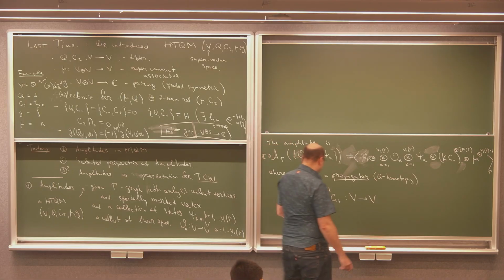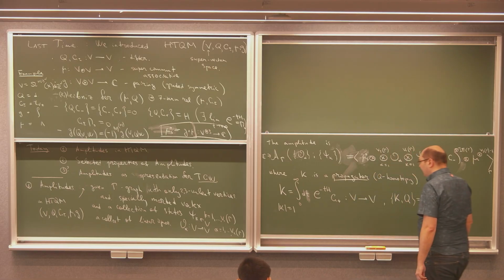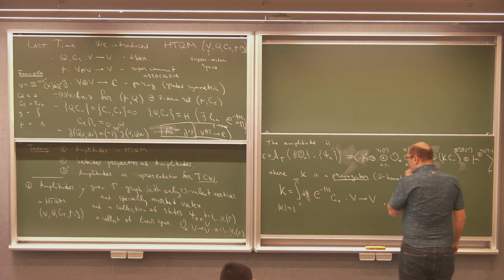And the most interesting property is that if I take the anticommutator of Q and K, what would I get?